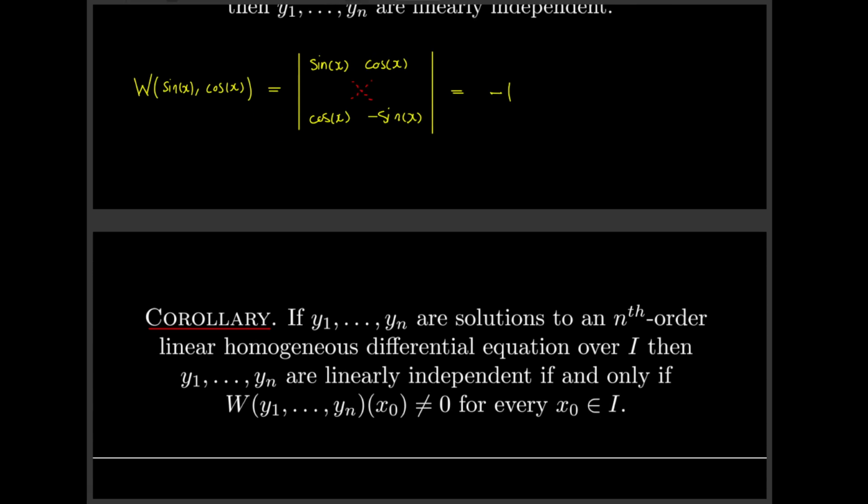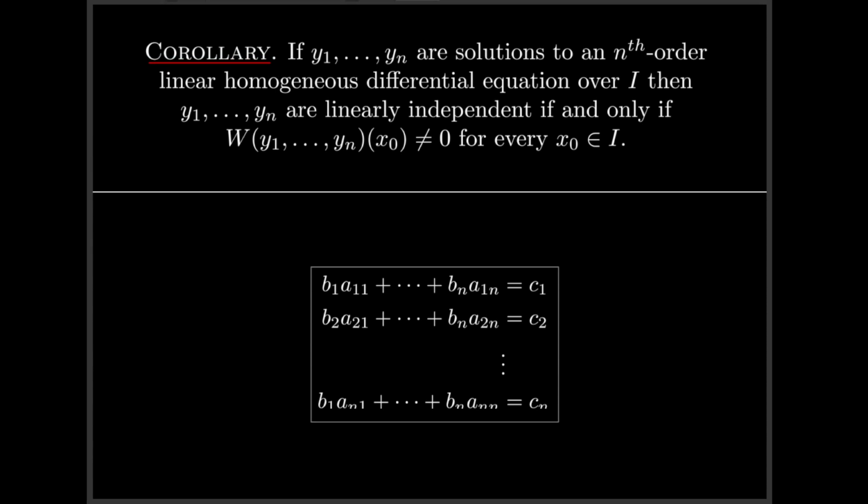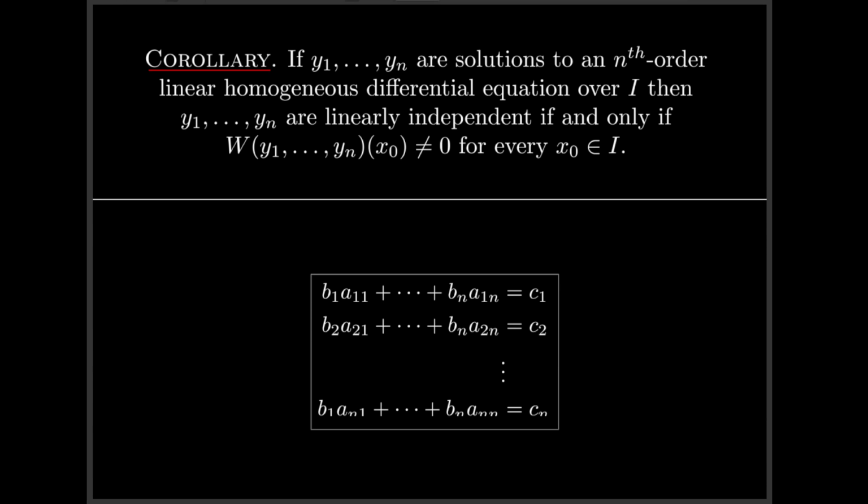Okay. Now, in fact, when our functions, like the previous example actually, are solutions to an nth order linear homogeneous equation, so if y1 up to yn are solutions to an nth order linear homogeneous differential equation over the given interval I, then if we can find one point where the Wronskian is non-zero, then in fact the Wronskian is non-zero for every point in the interval. So this theorem is really just saying that the functions y1 up to yn are linearly independent if and only if the Wronskian is non-zero for every x in our interval.